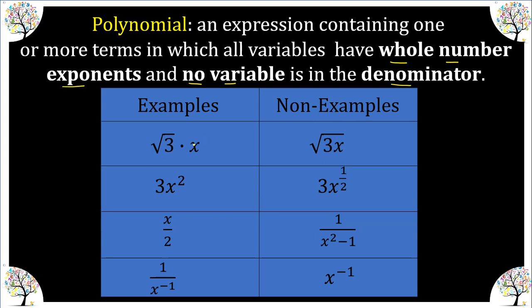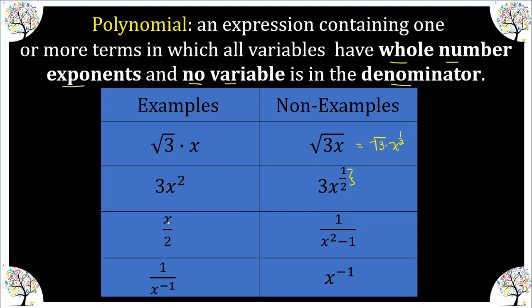So our first example and non-example, they look very similar. The square root of 3 times x is a polynomial because x is not part of the radicand. However, you cannot have a variable as part of your radical expression because really this could be rewritten as the square root of 3 times x to the 1/2. And remember, your variable cannot have an exponent except a whole number to be a polynomial. Our second example, 3x squared, polynomial, but 3x to the 1/2, just like in this example, this is not a whole number, therefore this is not considered a polynomial.